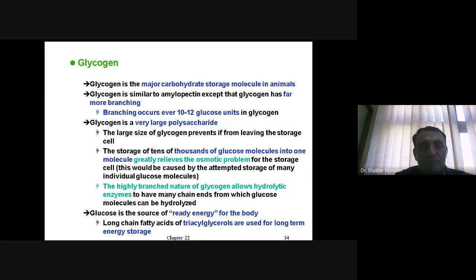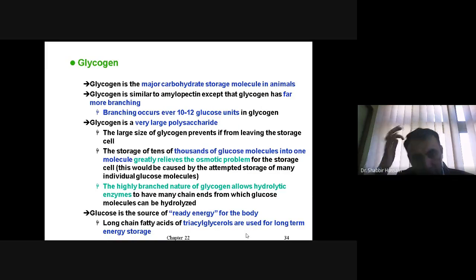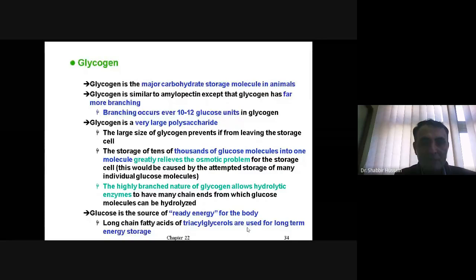Basically, long-chain fatty acids of triglycerols are used for long-term energy storage. So this storage, glycogen storage, is basically long-chain fatty acids of triglycerols used for long-term energy storage in our body and in different animals, right?